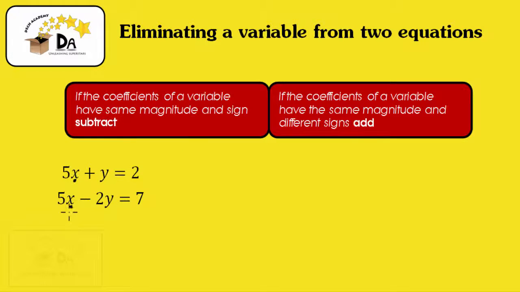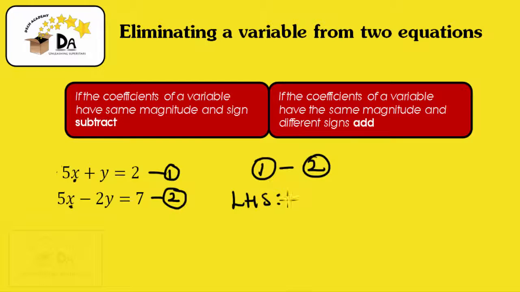So I'll take one step at a time. Both equations have the variable x, so that's equation 1 and that's equation 2. In both equations, the coefficient of x is 5. The coefficients of x in both equations have the same magnitude, and they have the same sign, the plus sign, which isn't shown by convention. Therefore, if you want to eliminate the variable x, all you have to do is subtract one equation from another. So if equation 2 is subtracted from equation 1, the left-hand side subtraction is as follows: 5x plus y minus 5x minus 2y.